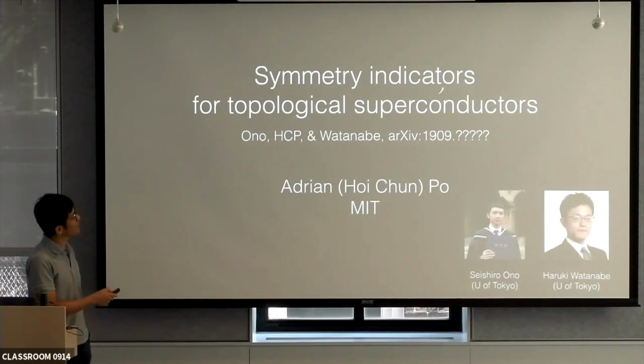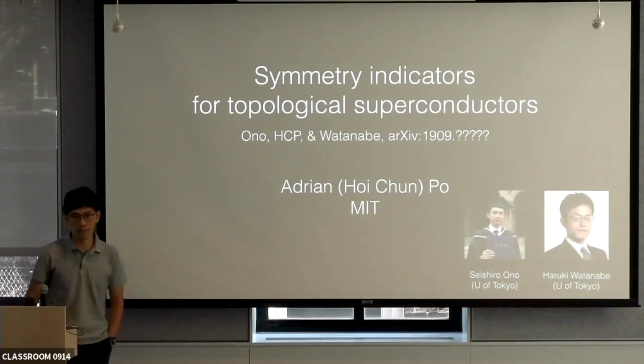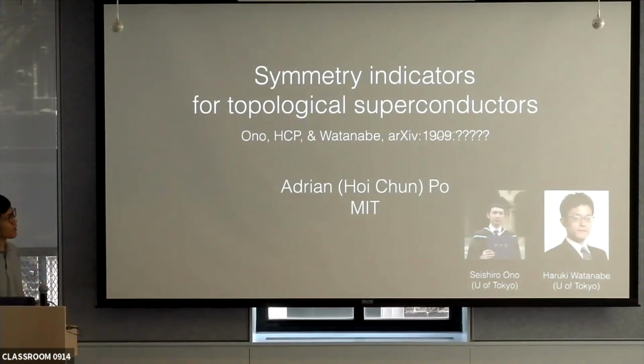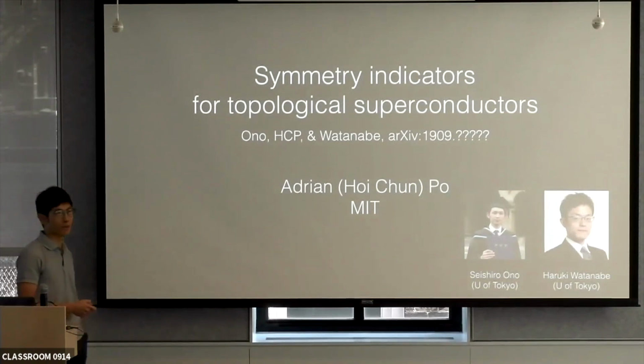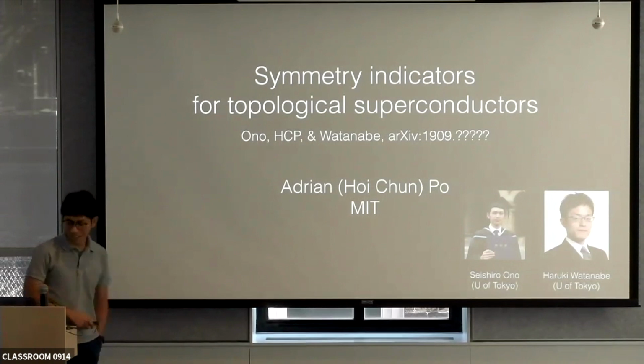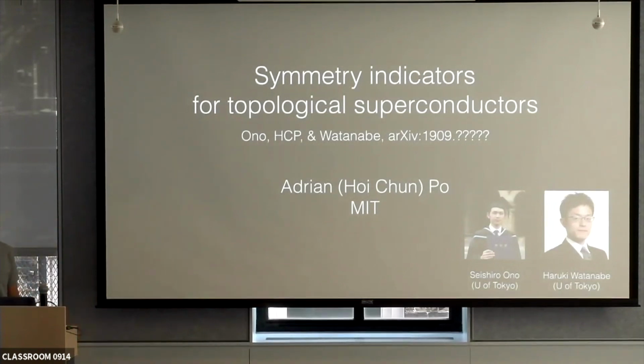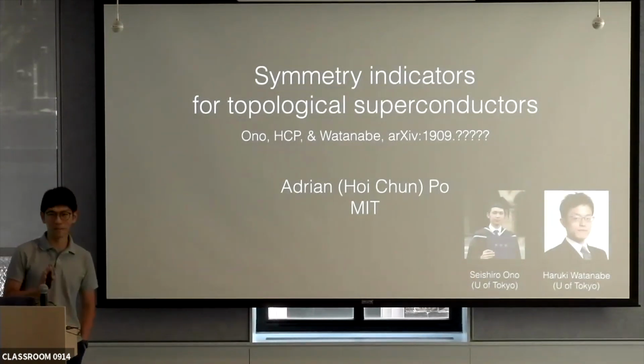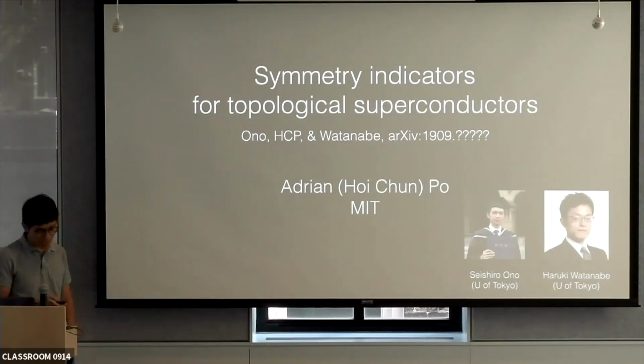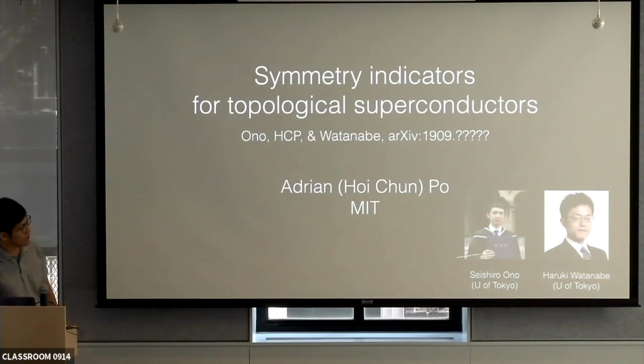So today we're talking about how to use symmetry indicators for finding topological superconductors. As you can see, we have many question marks here, so hopefully this will appear in a couple of days. It's obvious that this is the first time we give this talk, so it may not be super coherent, so just stop me if something is really unclear. This work is done with Haruki and his student at Tokyo, and in particular, Spatial did all the hard calculations, so it's really good.